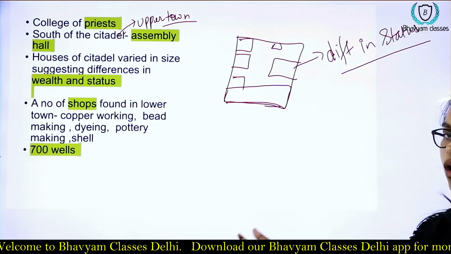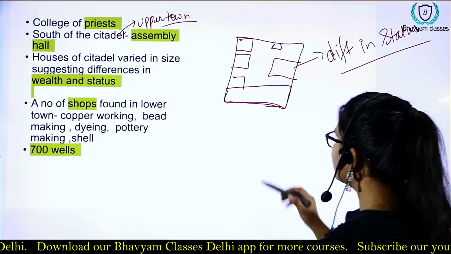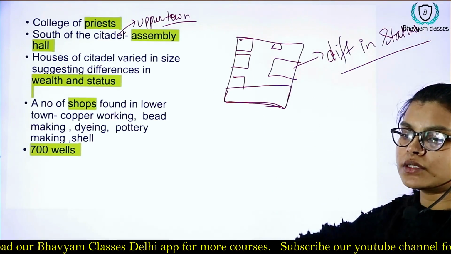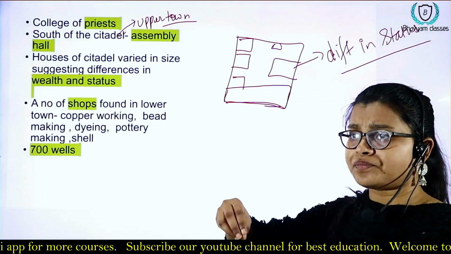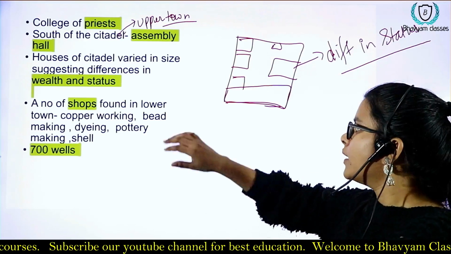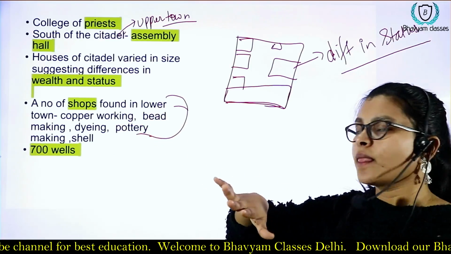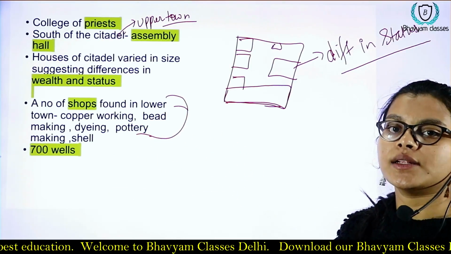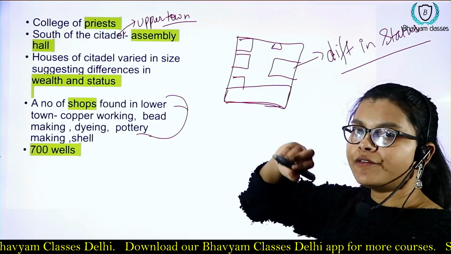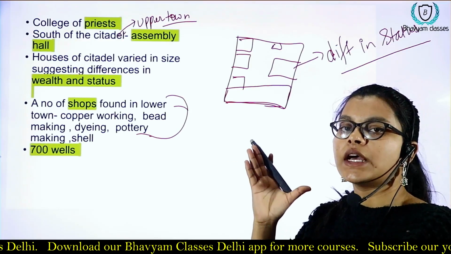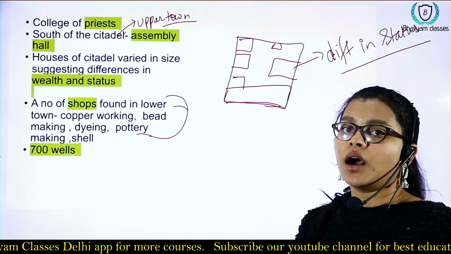And then a lot of shops also have been found. Like, how do we recognize, suppose this is a settlement that you found, and this settlement is 5000-6000 BC old, so 6000 years old. How will you interpret that, as it is mentioned, there were shops of beadmaking, dyeing, pottery, making shells, and all these things? Suppose there is a room, and in the rooms we have found a lot of finished and unfinished shells. We have found a lot of finished beads, finished weights and measurements.